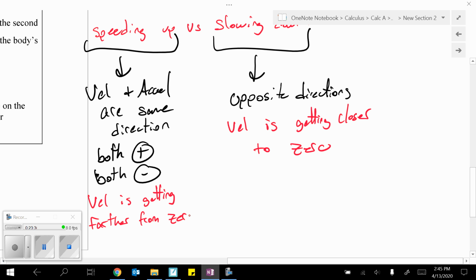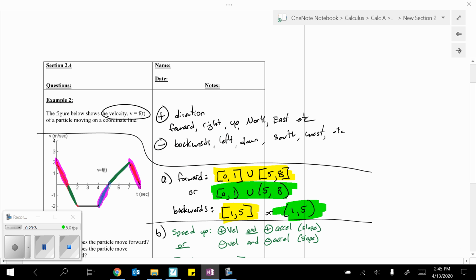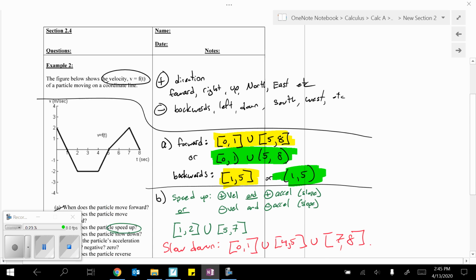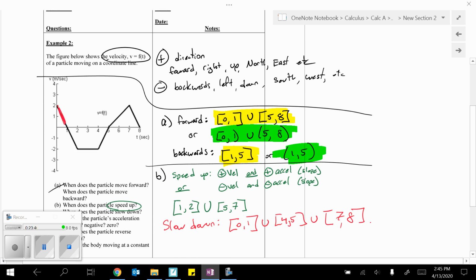So I know this is really messy, so I'm going to clear off all the colors now. Here's the regions where the velocity is getting closer to 0 from left to right. Those were the regions where it was slowing down. Here are the regions where the velocity is getting farther away from 0. Those are the regions where I argued it was speeding up.